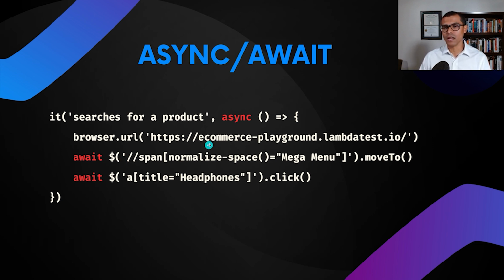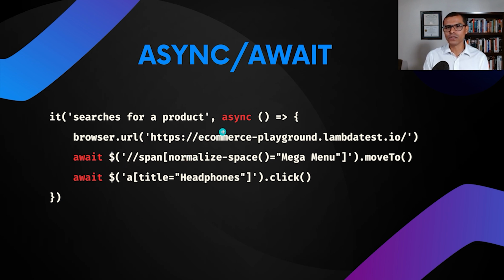And here you can see a sample test, which we wrote before. This test is simply searching for a product on a website. Here's the URL that we're going to, and this test hovers over a menu and then selects a given item on that menu. Now, notice that we're using async right here, and we're using await over here every time that we're trying to find something or to interact with an element. Now, why do we use these two?